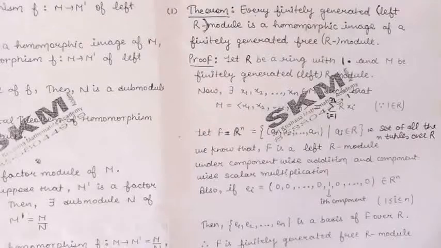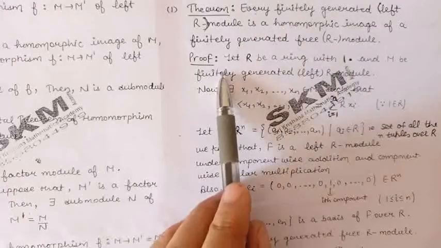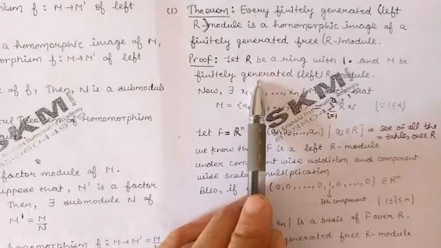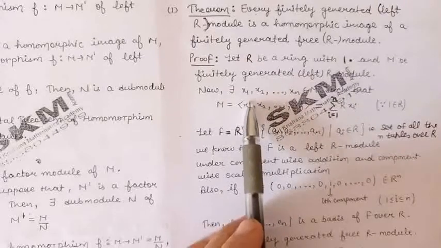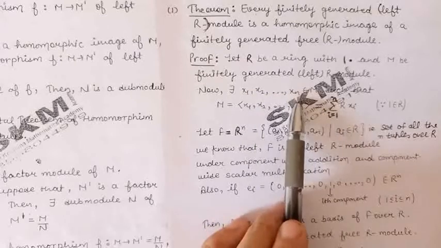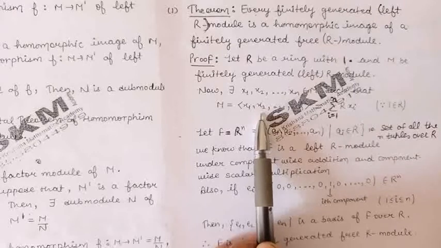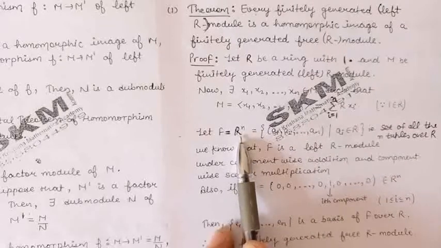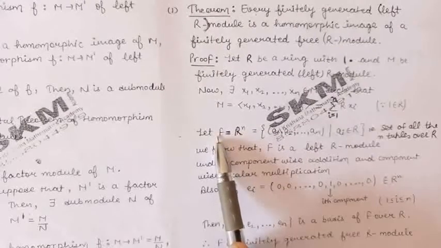Now, because M is a finitely generated left R module and the ring also has a unity element, therefore, by definition of a finitely generated R module, there will exist a finite number of elements from the module M. Let us take these elements as x1, x2, x3 and so on up to xn, such that M is generated by these n elements. Now let us take the set of all the n-tuples over the ring R, and we have denoted it by F.